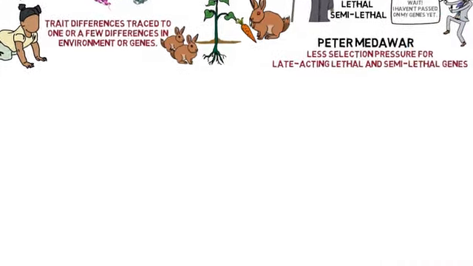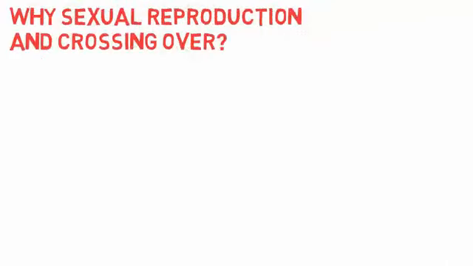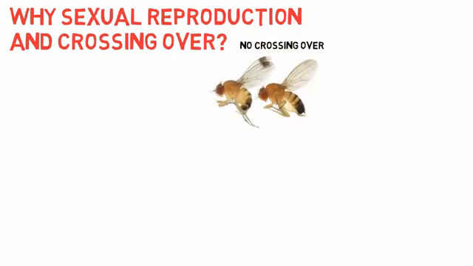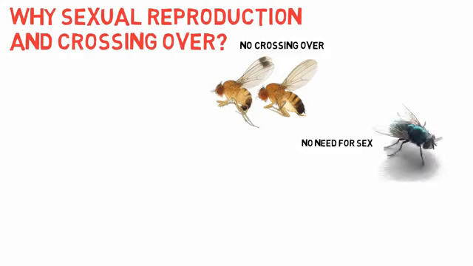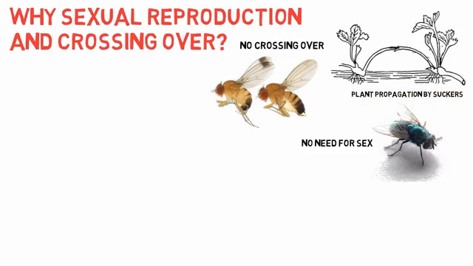Dawkins also addresses the question of what sexual reproduction and crossing over is good for. Crossing over does not happen in all species. Male fruit flies do not do it, and female fruit flies have genes that can suppress it. Also, there are alternatives to sex. Female green flies can bear fatherless female offspring containing all the genes of its mother. Plants can propagate by sending out suckers that become detached from the parent.